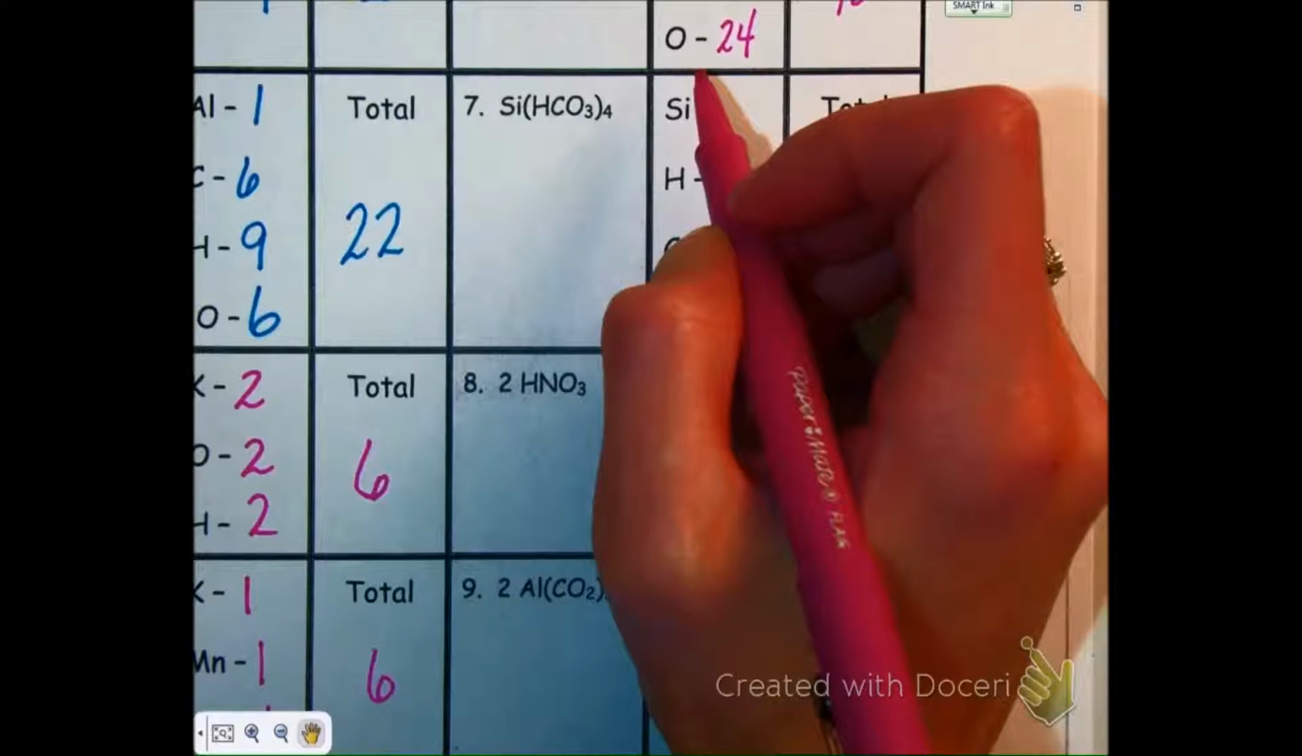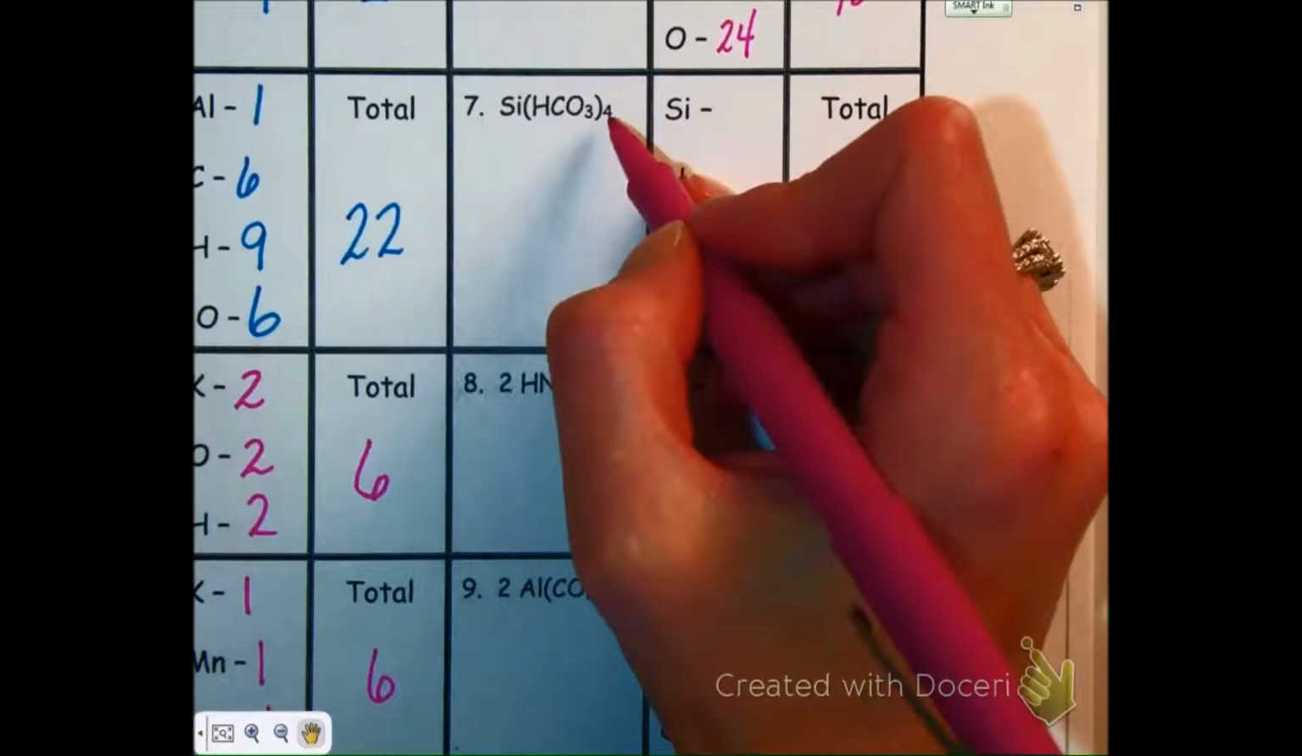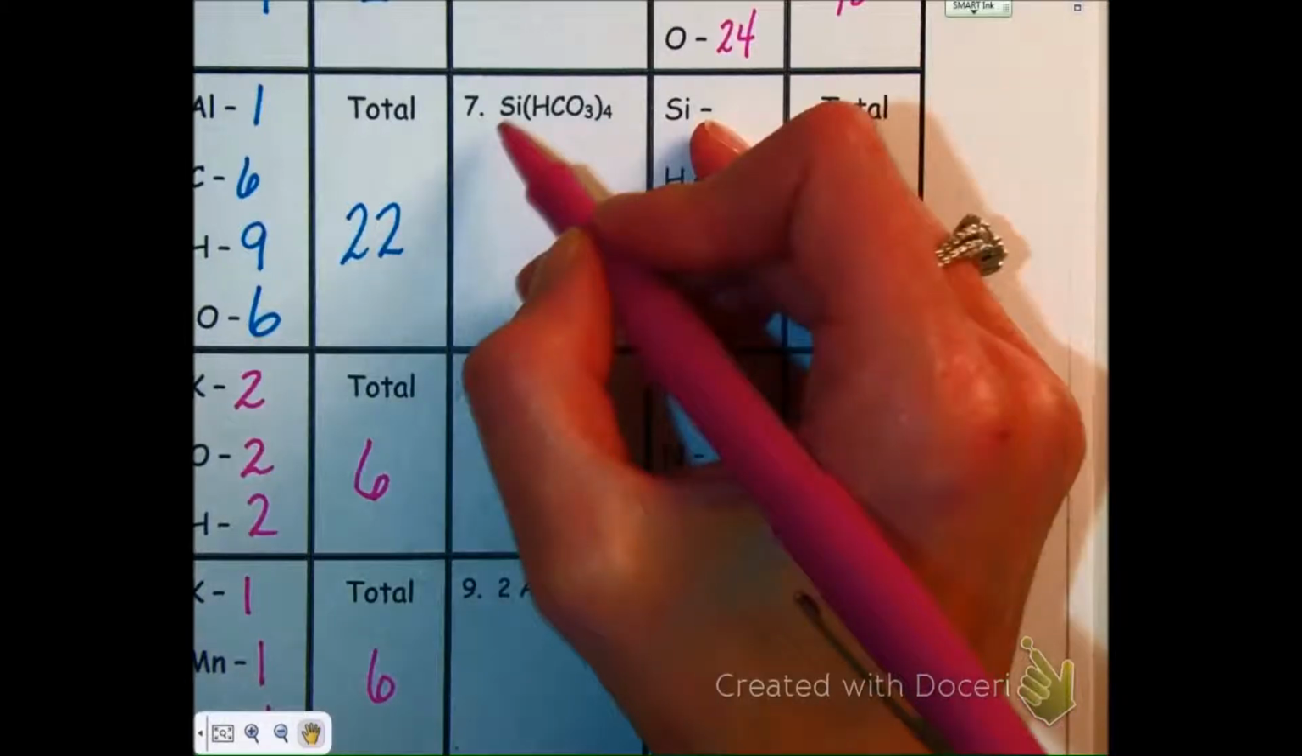So let's look at silicon first. Is there a coefficient? No. Does this subscript apply to it? No, it only applies to stuff in the parentheses. Very good. It only applies to what's in the parentheses. So silicon is left as a loner on its own. 1. Very good. Now, this subscript does apply to everything inside.